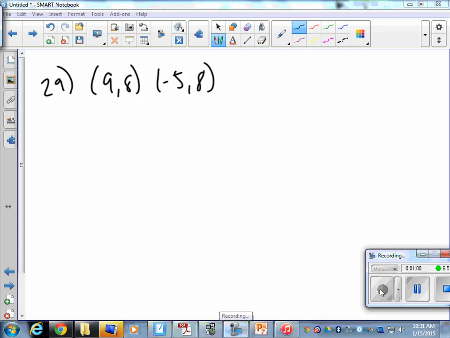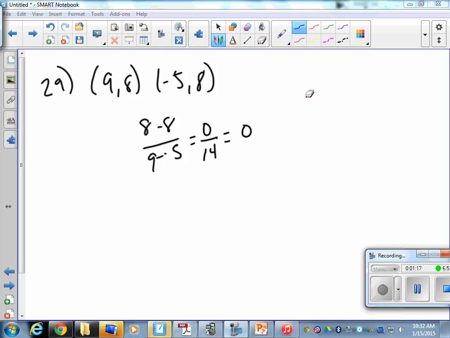Okay, number 29, we need the equation of the line that goes through these 2 points, (9, 8) and (-5, 8). So the first thing I'm going to do is find the slope. 8 minus 8 over 9 minus -5 is 0 over 14. 0 over 14 is 0.